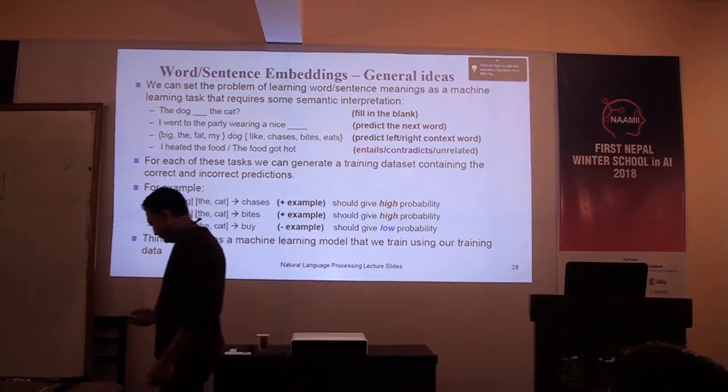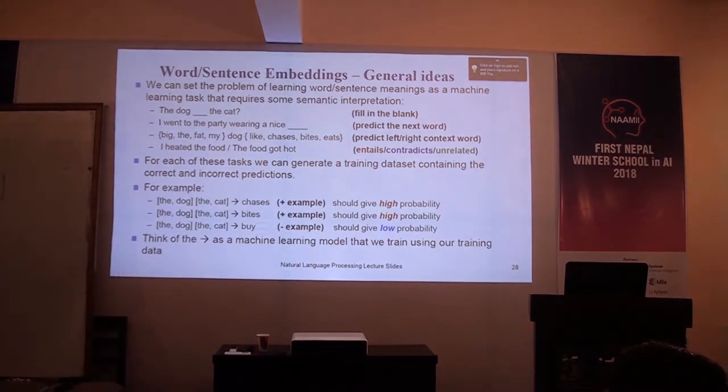So now, we're going to do a little exercise in a second. For each of these tasks, we can generate a training data set containing correct and incorrect predictions. So for these three tasks, you don't need any annotation, any labels. We can generate these labels automatically, right? So this is also known as self-training, or you can call it unsupervised. Whereas for this one, this is a supervised task, okay?